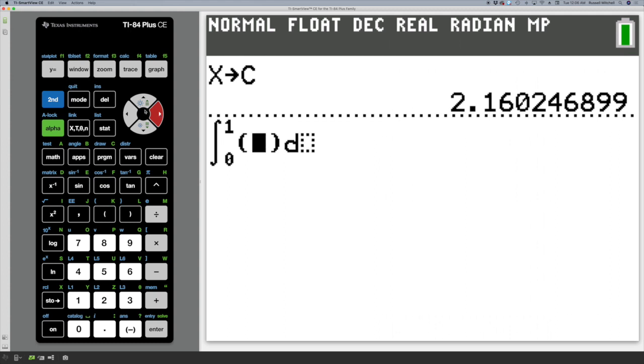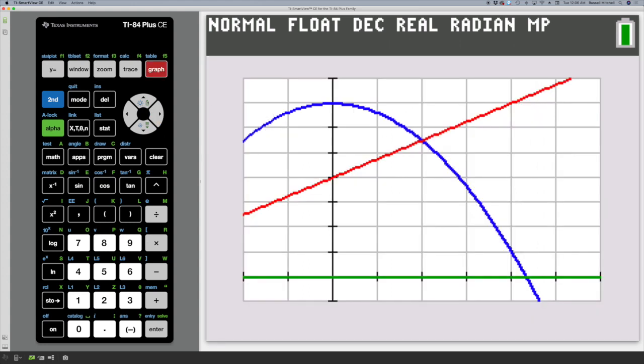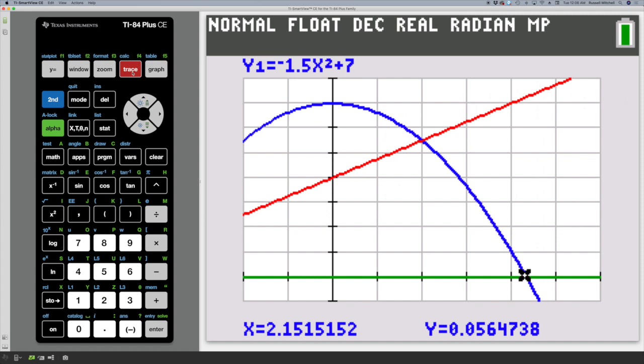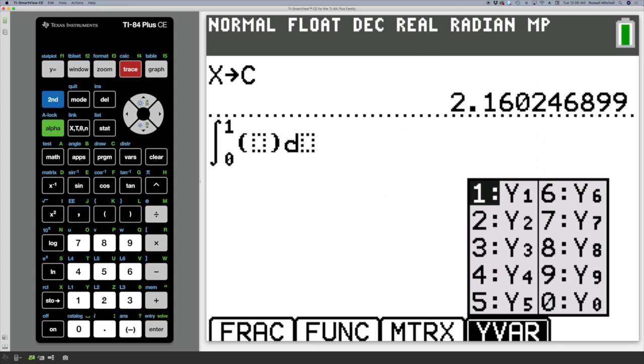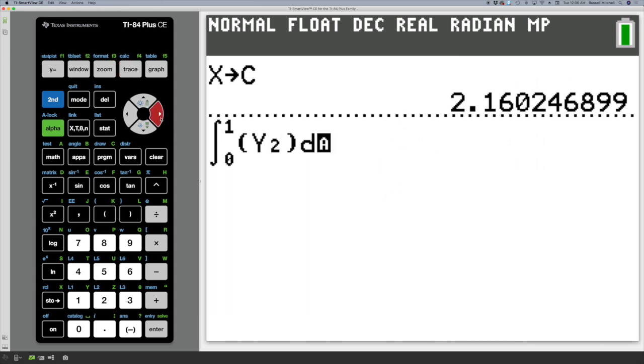It's that line, right? So just going back, I'm going to go back and look at the graph and trace. And it's the line. We want this line, that's the top curve. So I need to put in y2, and I'm going to integrate y2. So alpha trace 2, and then dx. And then we need to integrate from 1 to that c value, right?